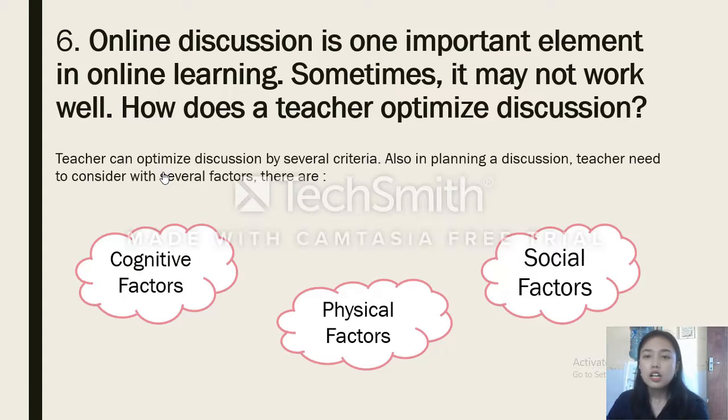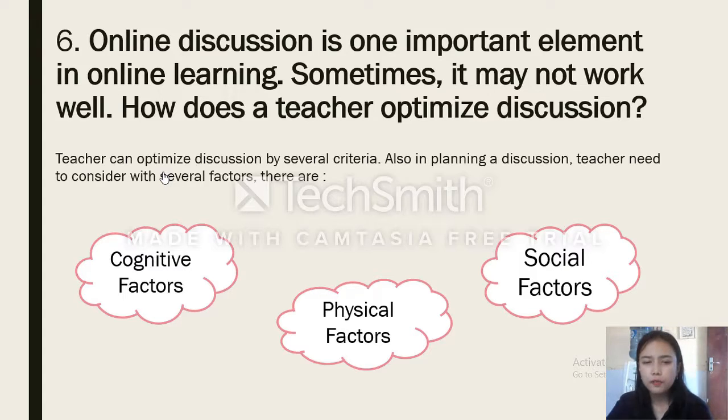There are several factors that teachers need to consider when they do planning for discussion. The first one is cognitive factors. Cognitive factors are determine and communicate learning objectives, plan a strategy, execute questions, provide direction, and maintain focus. And this one is bring closure.